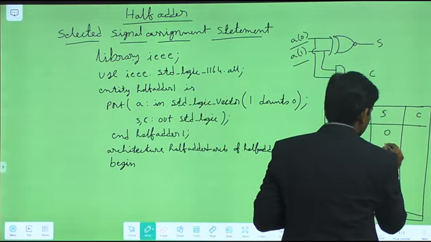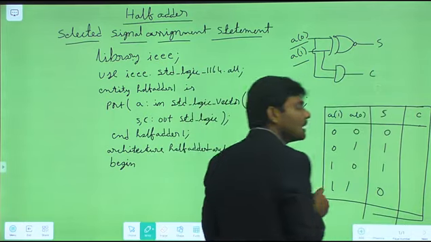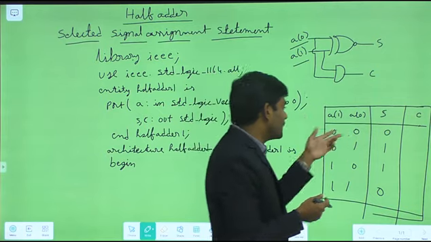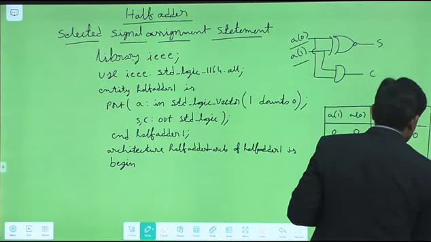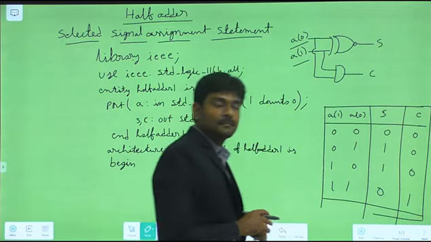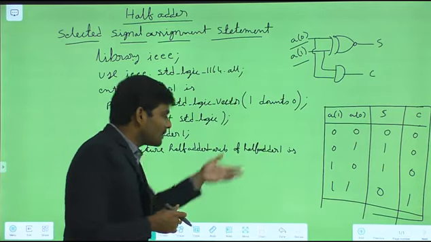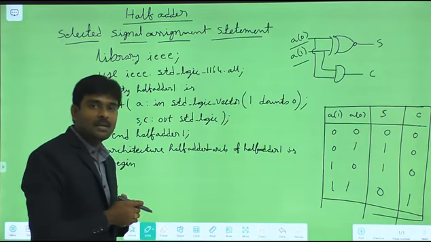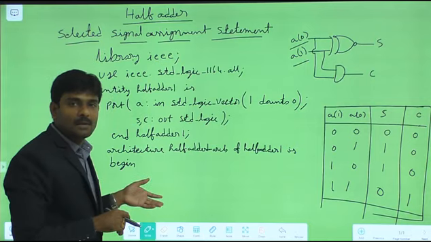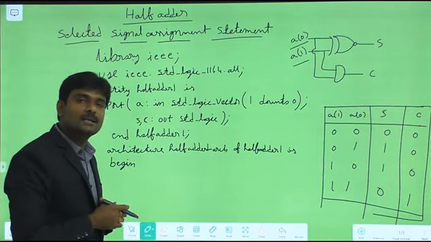So because of that, 0, 1, 1, 0. And for the carry, it is an AND operation between the inputs, so 0, 0, 0, 1. Okay, so that is the truth table. Based on that, you can now describe the concurrent statement by using the selected signal assignment statement.